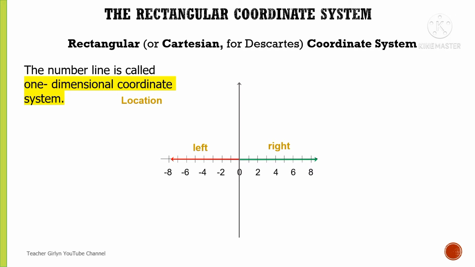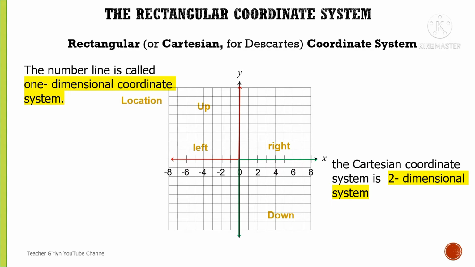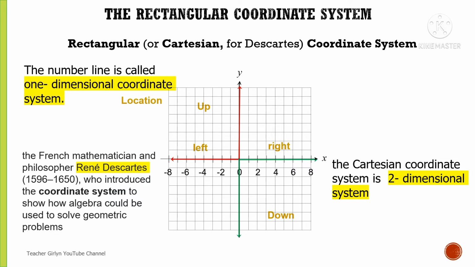Now, in a Cartesian coordinate system, we have two number lines perpendicular to each other, and we can now move up or down. Therefore, the Cartesian coordinate system is a two-dimensional system because it has two coordinates. Just a quick history: the French mathematician and philosopher René Descartes, 1596 to 1650, introduced the coordinate system to show how algebra could be used to solve geometric problems.